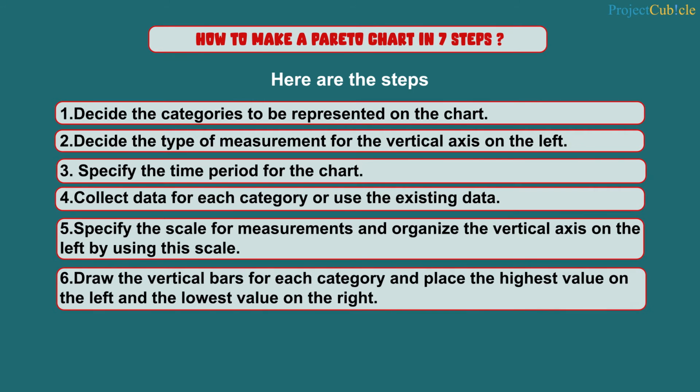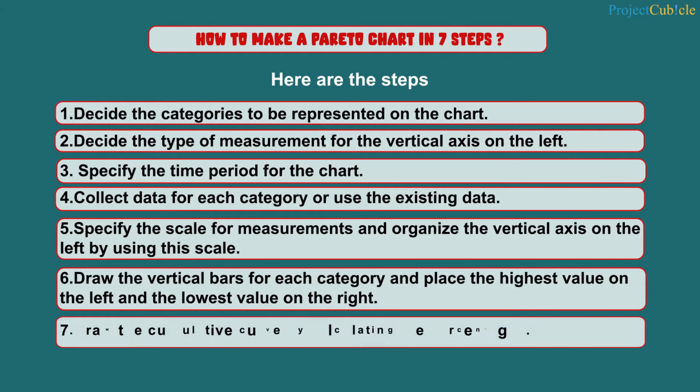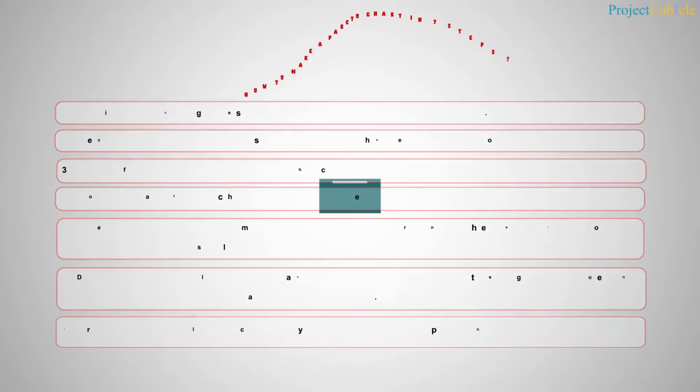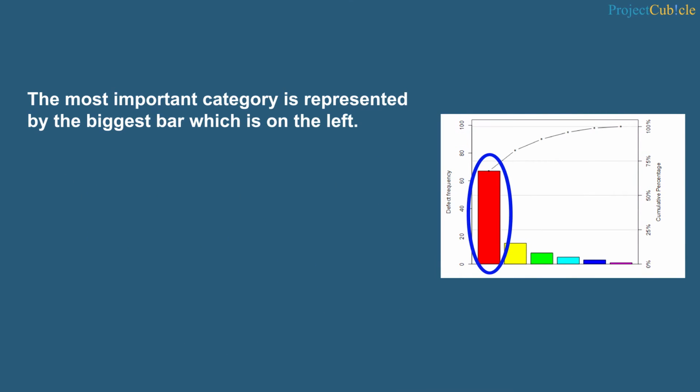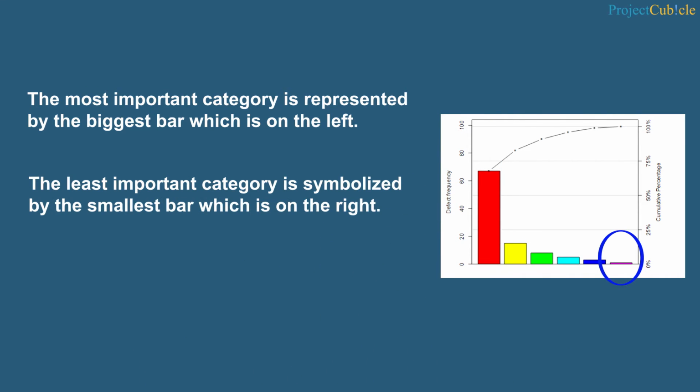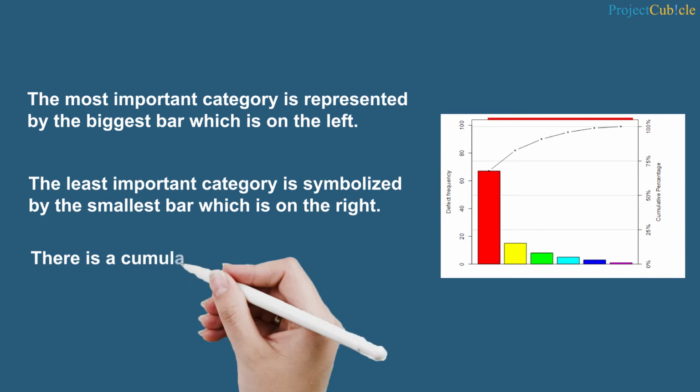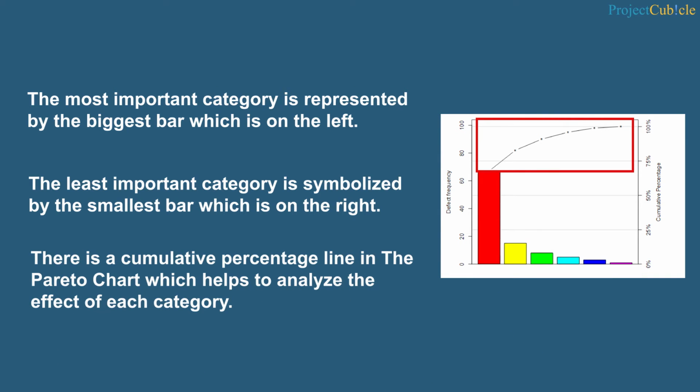Draw the vertical bars for each category and place the highest value on the left and the lowest value on the right. Draw the cumulative curve by calculating the percentages. The most important category is represented by the biggest bar, which is on the left. The least important category is symbolized by the smallest bar, which is on the right. There is a cumulative percentage line in the Pareto chart which helps to analyze the effect of each category.